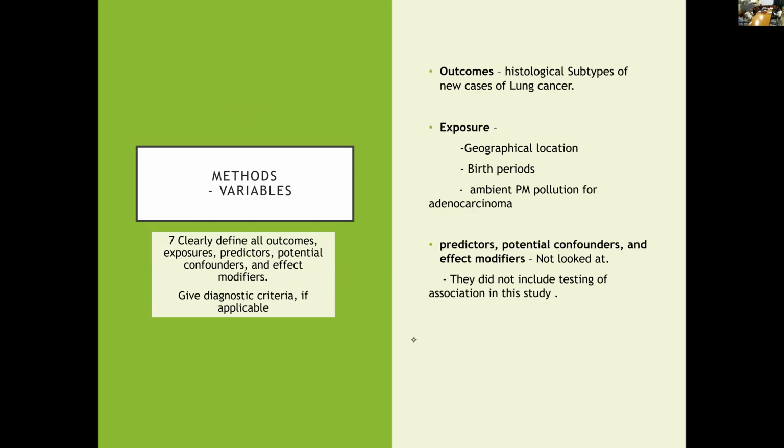They defined the outcome. They looked at the histological subtype and the variation. They looked at geographical location: based on location, is there a variation? They looked at birth cohort, so they looked at birth periods. And only for adenocarcinoma, they looked at ambient particulate matter, the pollution factor.